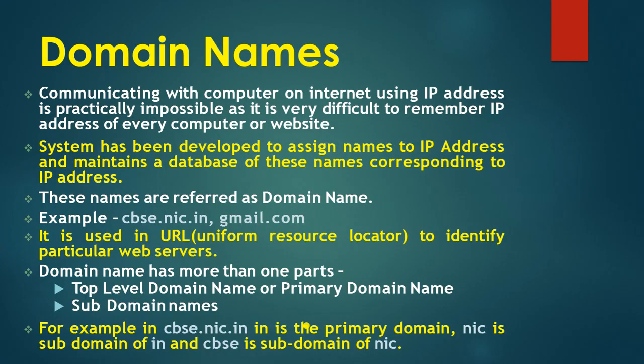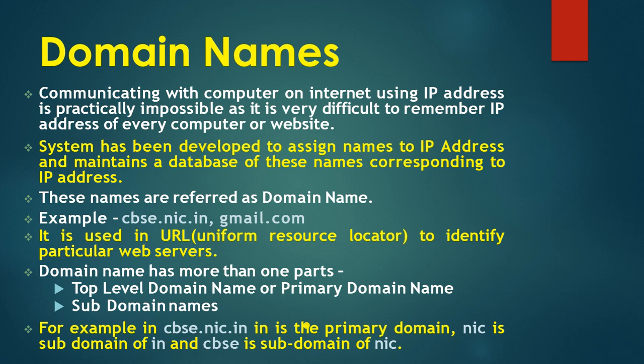Now domain names. Communicating with computers on the internet using IP addresses is practically impossible as it is very difficult to remember the IP address of every computer or website, because an IP address is in the form of numbers. So we can't remember all the numbers. So a system has been developed to assign names to IP addresses and maintain a database of these names corresponding to IP addresses, and they are referred to as domain names. Examples: cbse.nic.in, gmail.com. It is used in a URL to identify particular web servers.